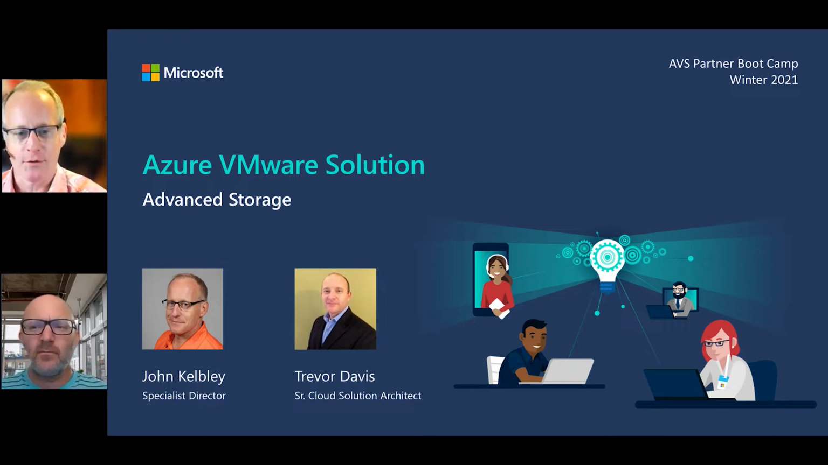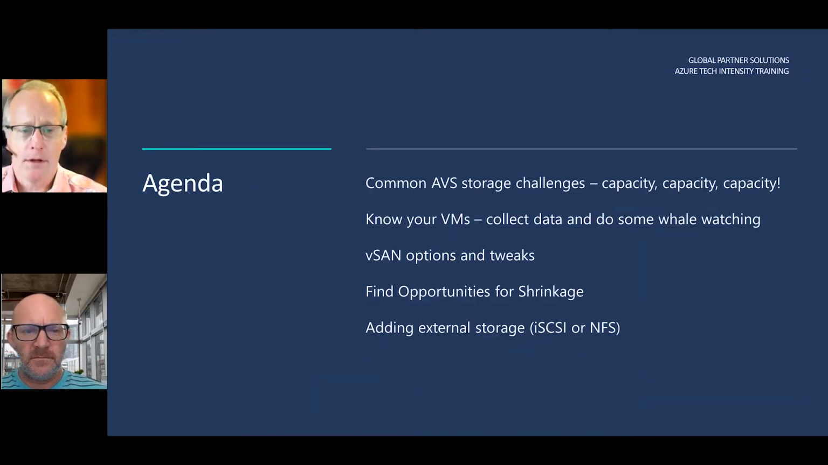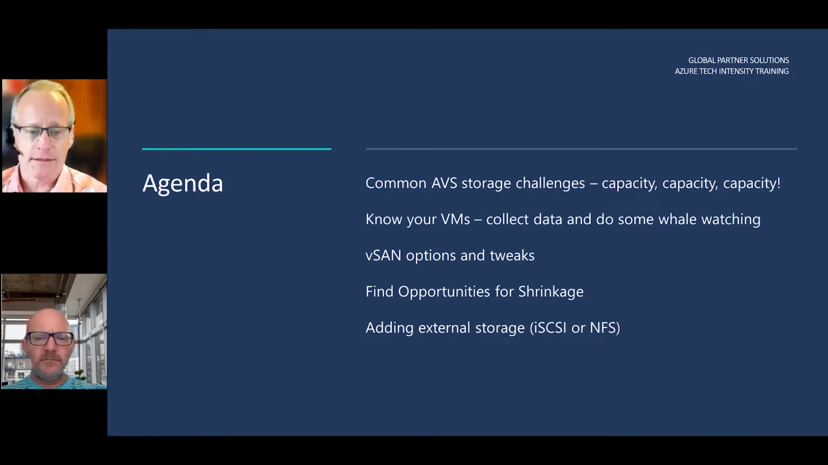We're going to talk about storage considerations for AVS and also options that you might not have considered in addressing storage challenges as you roll through your AVS deployment. We're going to run through a couple of quick common storage challenges that people run into, primarily capacity. Talk a little bit about data collection and how you might pursue collecting some data and analytics around your workloads that you're going to be moving to AVS. Some options for adjusting vSAN, and then really dive into opportunities for both shrinking VMs before and after you move them to AVS, but also options for adding external storage, including using iSCSI or NFS to storage-bound clusters with AVS.